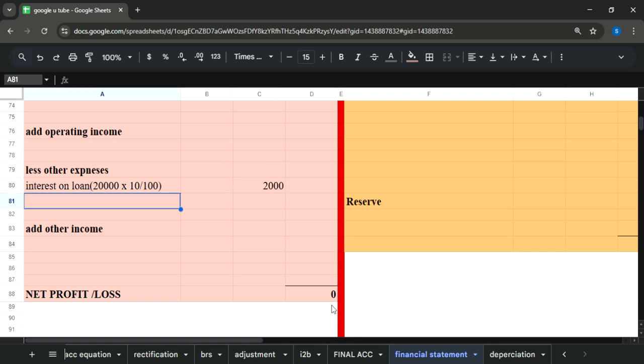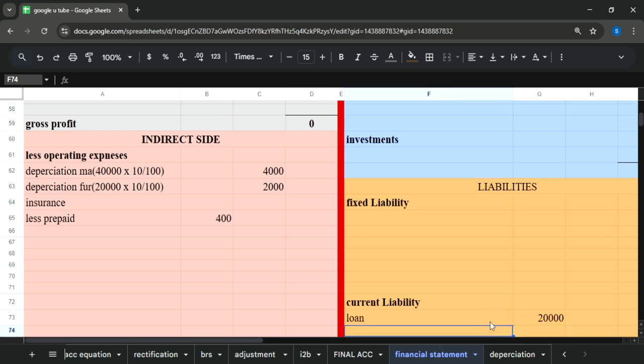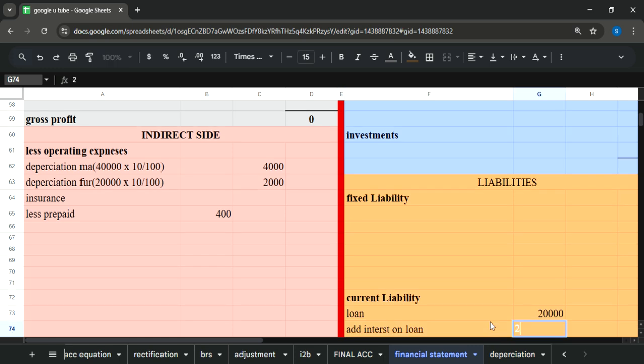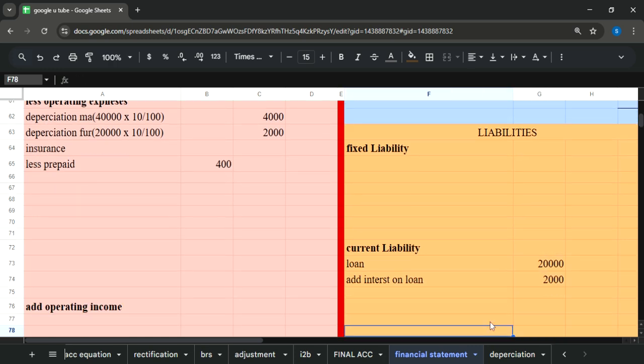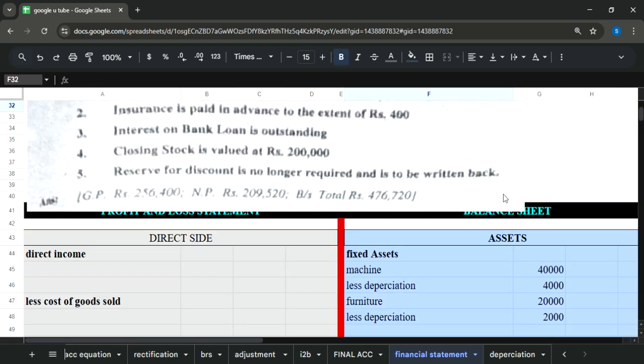The first effect is completed. Now you will go to your current liability side. Here first the loan would be mentioned, that was 20,000, and its interest would be added. Add the interest on loan which you have, 2,000. In this way two sides have been completed. Look here, the other expense side, it's an expense, 2,000. Since it has not been paid in the adjustment, it's still outstanding, so you have added it on the liability side. Guys, in this way our third adjustment is completed. Next is closing stock.